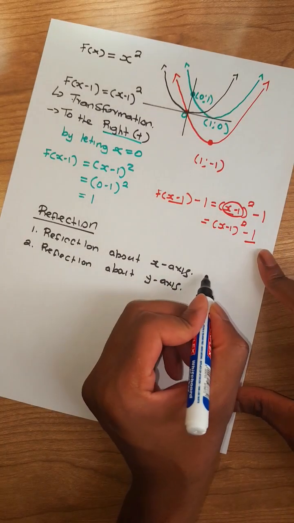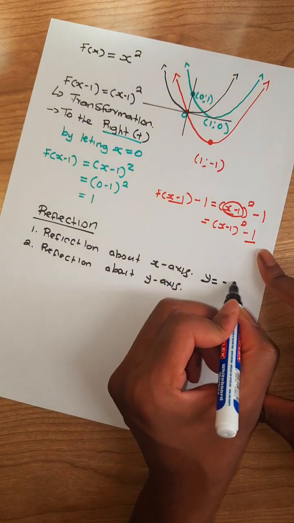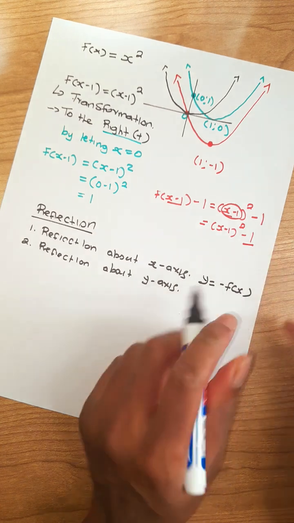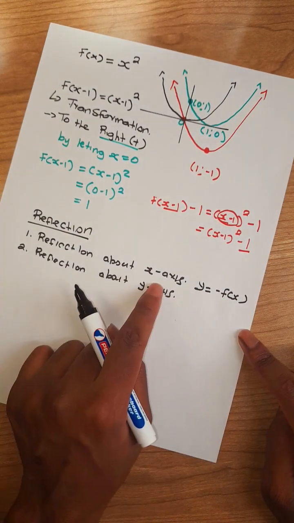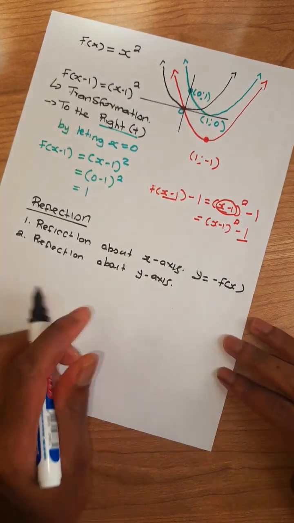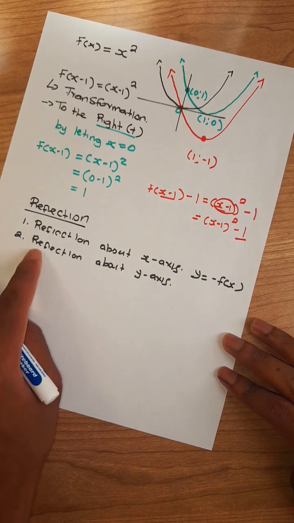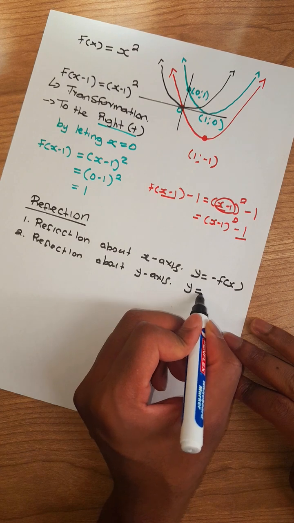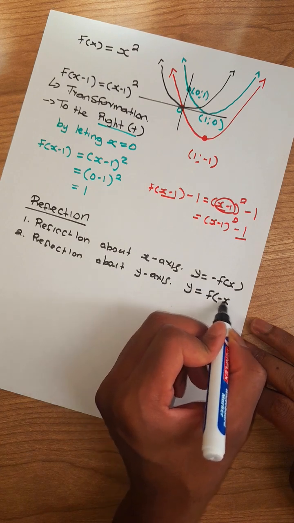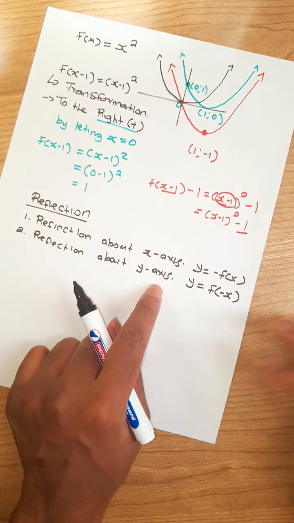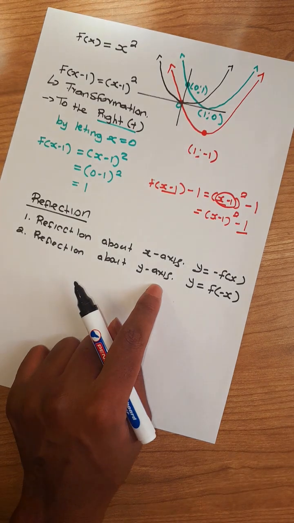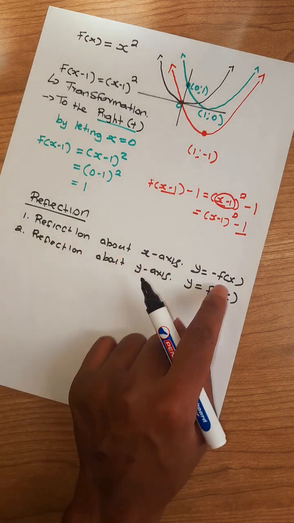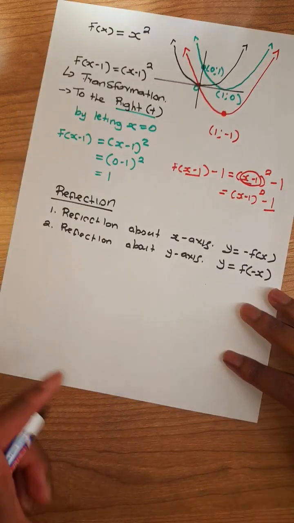If you are given y equals to minus f of x, this is the reflection about the x-axis. Just know it. I'm going to explain it though. When you are given the reflection about the y-axis, you're going to have y equals to f of minus x. This is the reflection about the y-axis. How do I mean by this? How do we mean by this has reflected about y and this has reflected about x?